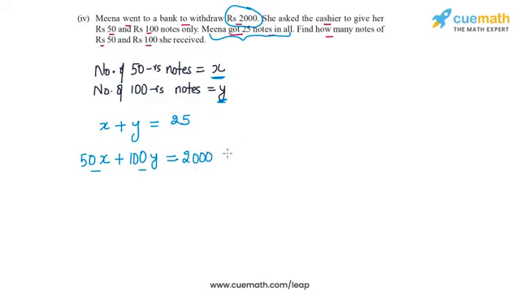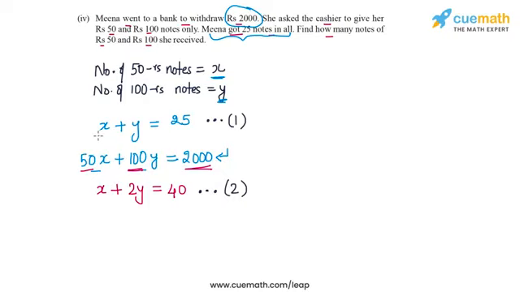If you want, you can actually simplify this second equation a little bit by dividing throughout by 50, because 50, 100 and 2000 are all multiples of 50. So if I divide this second equation by 50 on both sides, I will be left with X plus 100 by 50 is 2, so 2y, equal to 2000 by 50, which is 40. So the two equations we have are X plus Y is equal to 25, so let's call it equation 1, and X plus 2y is equal to 40, so let's call this equation 2.